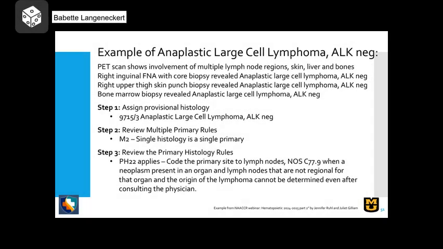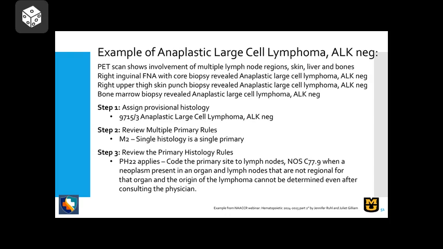Example of anaplastic large cell lymphoma, ALK negative. PET scan shows involvement of multiple lymph node regions, skin, liver, and bones. Fine needle aspiration with core biopsy of the right inguinal region, right upper thigh skin biopsy, and bone marrow biopsy all revealed anaplastic large cell lymphoma, ALK negative.